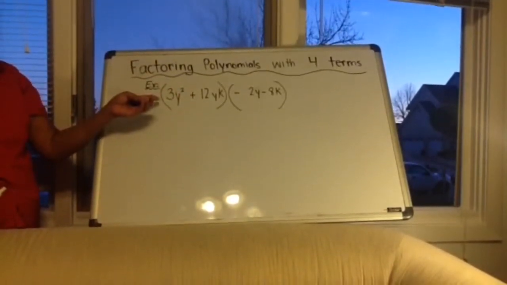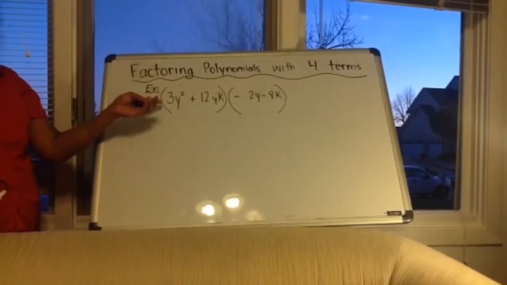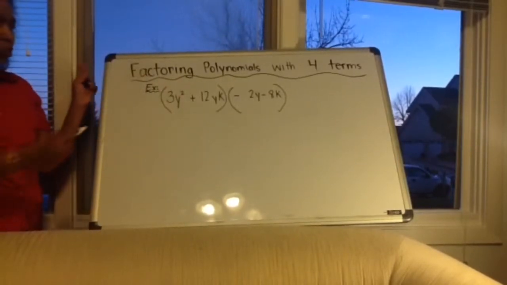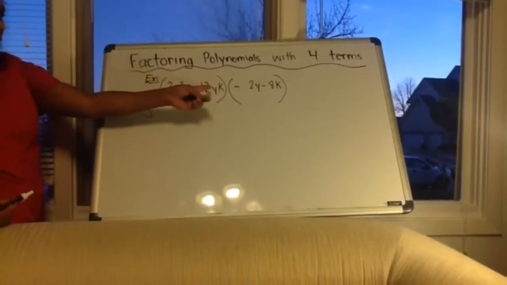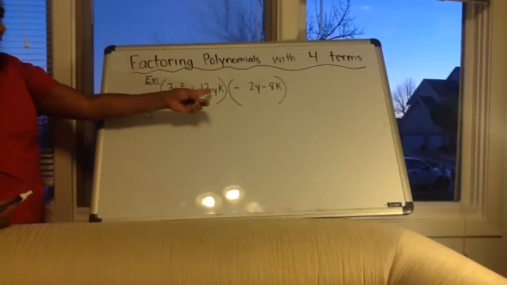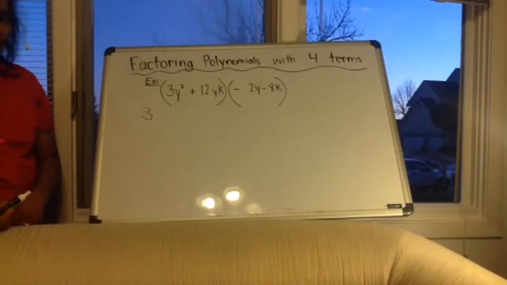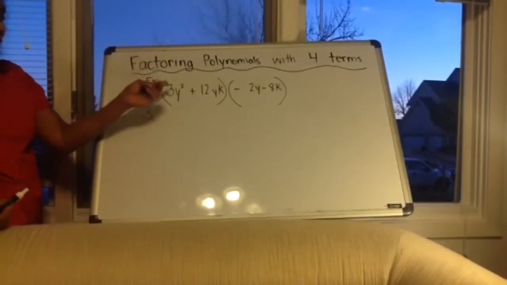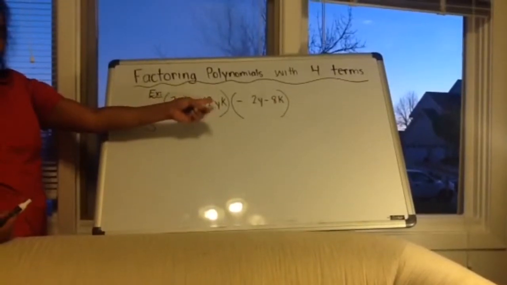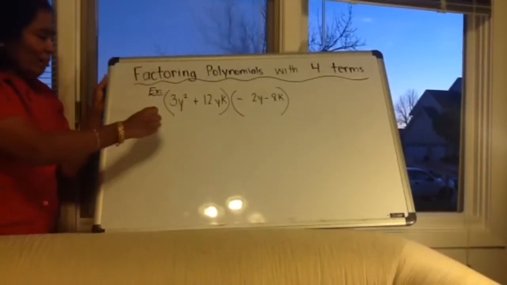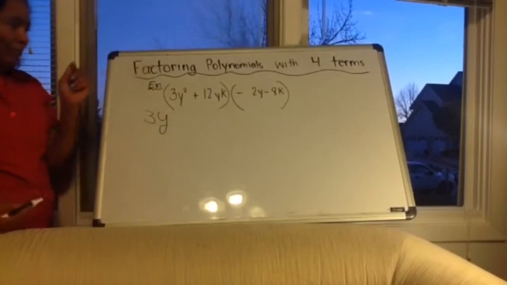The largest number that goes evenly into 3 and 12 is 3. There is a y to the second and a y. The common factor for y and y to the second is y. It cannot be y to the second because y to the second does not go evenly into y. So the next common factor we write as y.